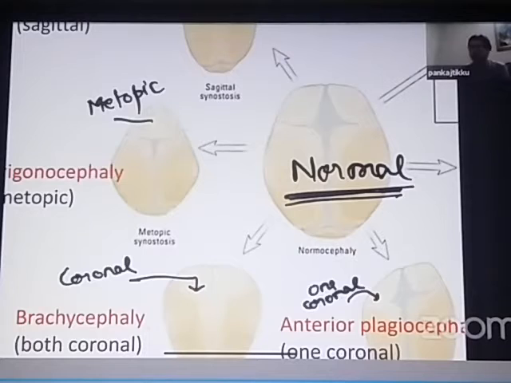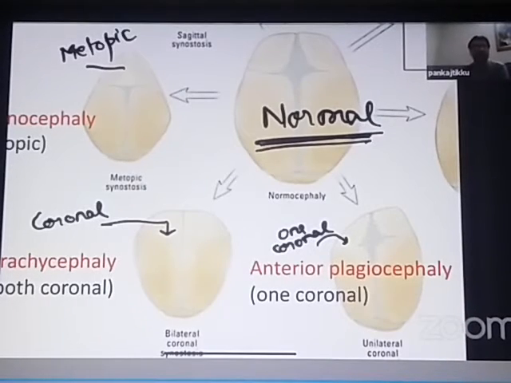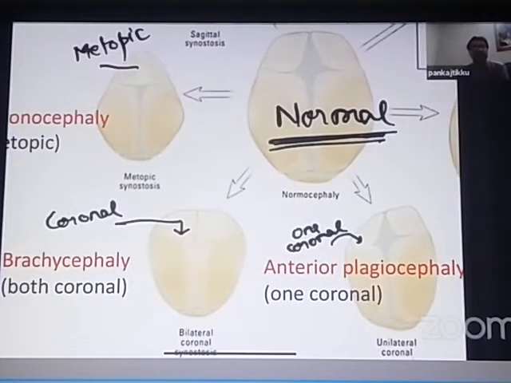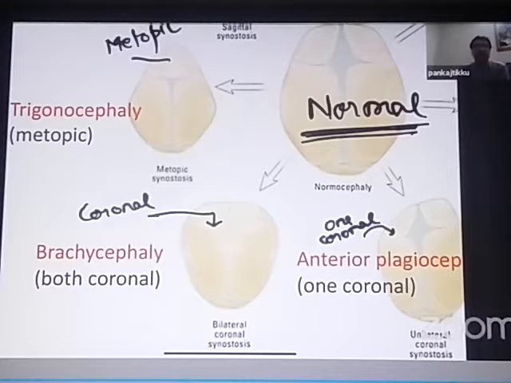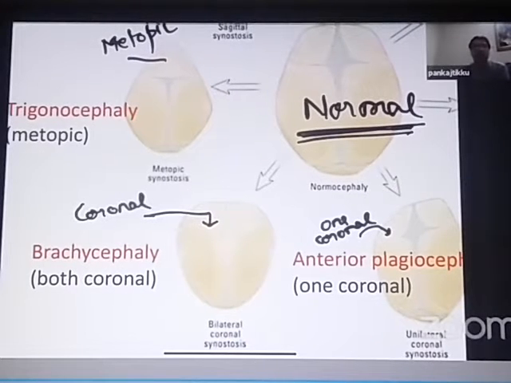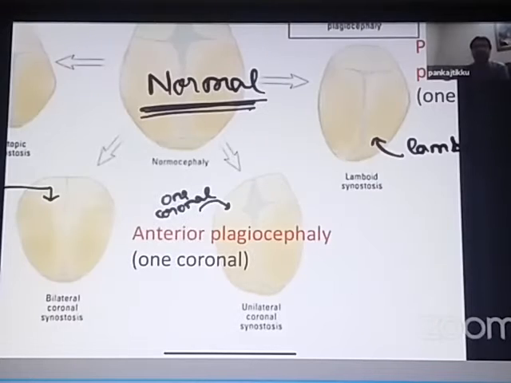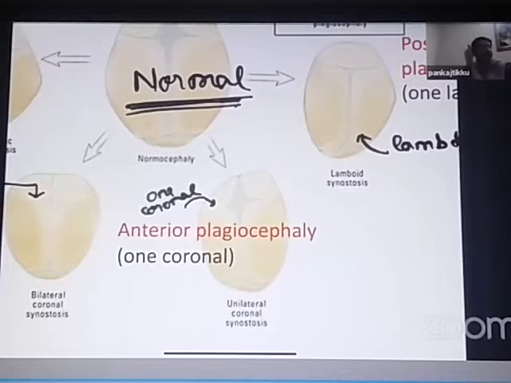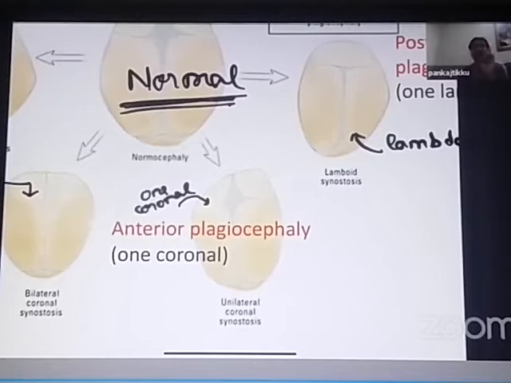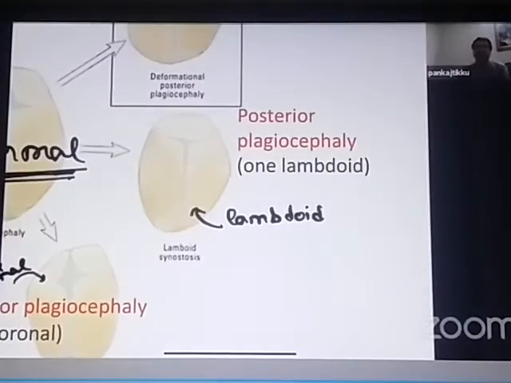Premature fusion of both the coronal sutures will lead to the head being flat from the front, which is known as brachycephaly. Premature fusion of one coronal suture, the other coronal suture fusing on time, will lead to anterior plagiocephaly. And premature fusion of one lambdoid suture, the head from the back will become flattened on one side only. Then it is known as posterior plagiocephaly.